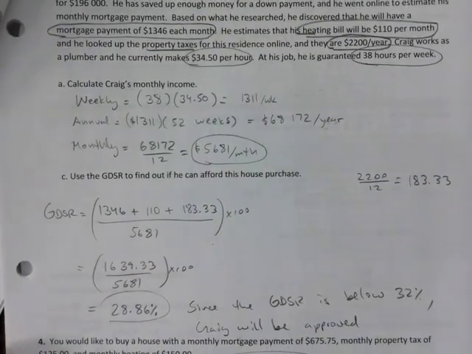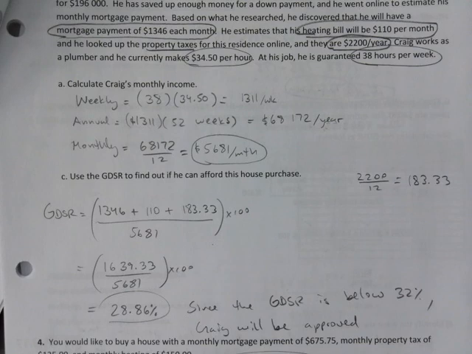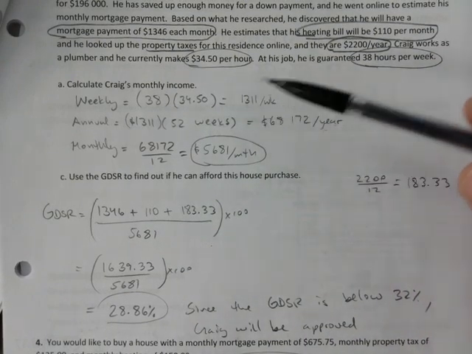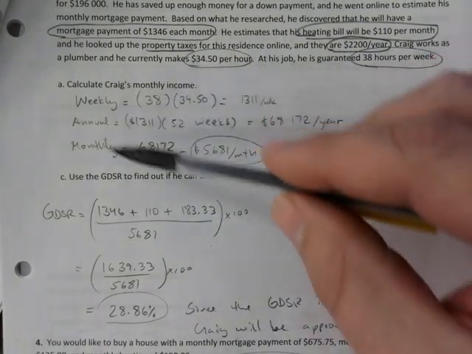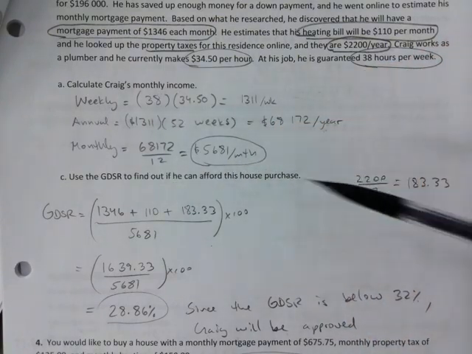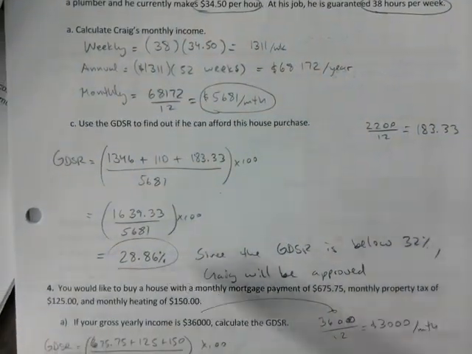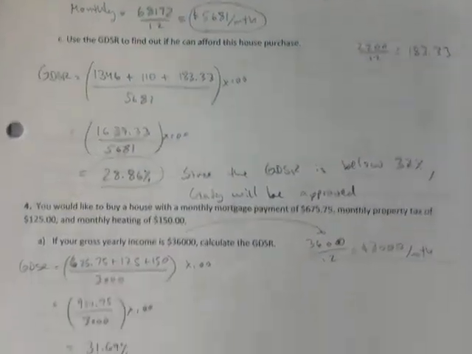This one here, question 3, I just went all out. This one basically mixes up last year. In grade 10 you did income, hourly, bi-weekly, semi-monthly, all of that. So I wanted to just throw that in there, but it's not really required for you to be able to do this part. But you end up with a 28.86 GDSR there.